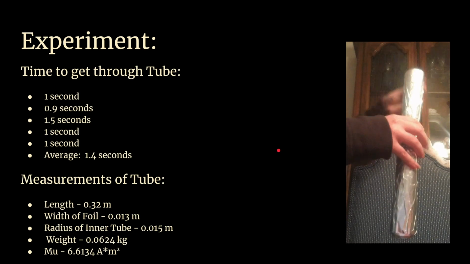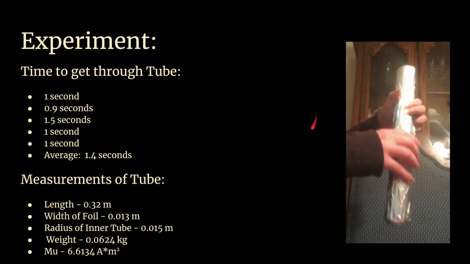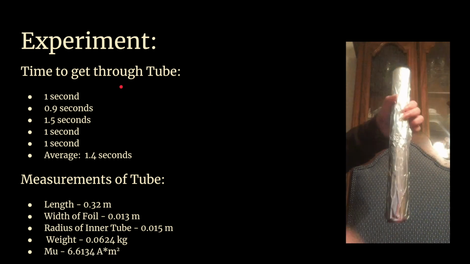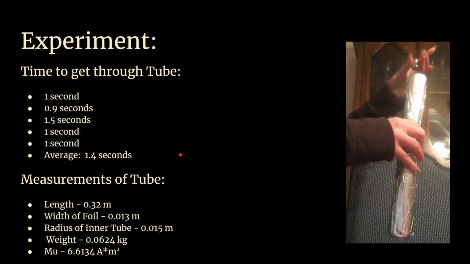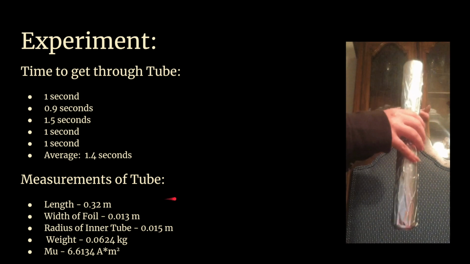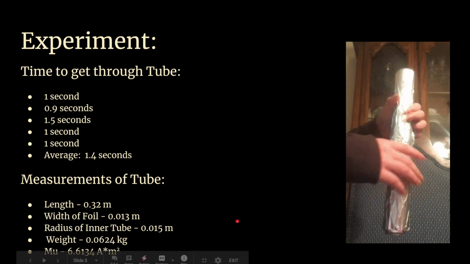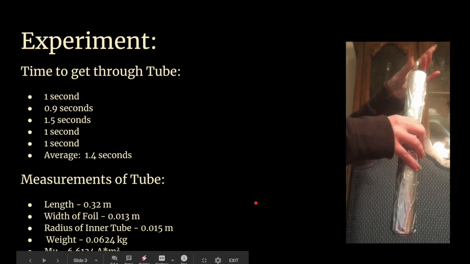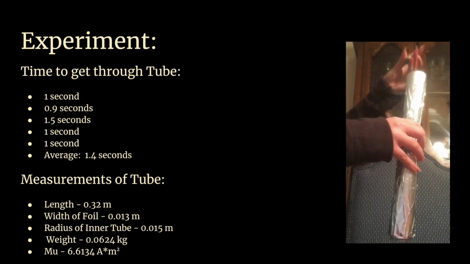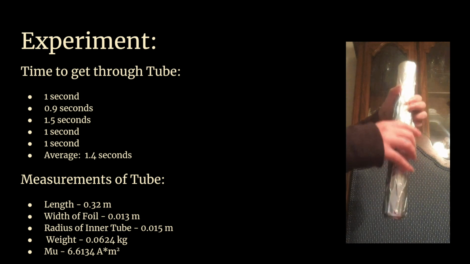The experiment. This is where we dropped the magnet down the aluminum foil tube, as you can see in this GIF. The times to get through the tube for 5 different trials are shown here, and the average time is 1.4 seconds. Some measurements of the tube: the length is 0.32 meters, the width of the foil is 0.013 meters, the radius of the inner tube is 0.015 meters, the weight of the tube is 0.064 kilograms, and mu from Lab 3 is 6.6134.